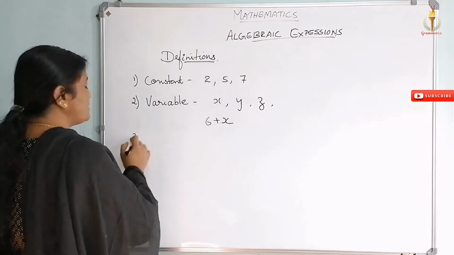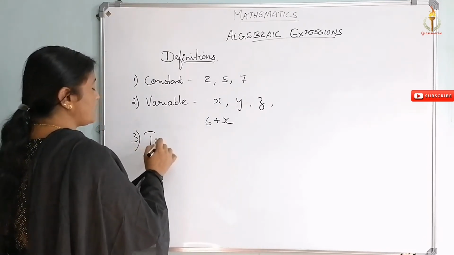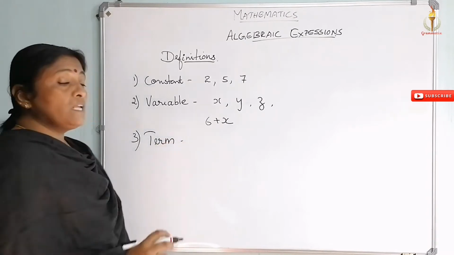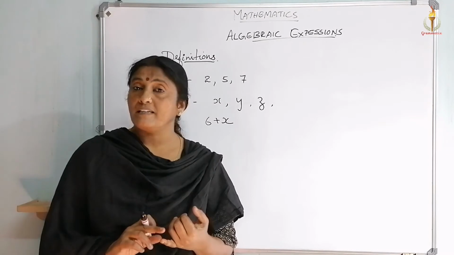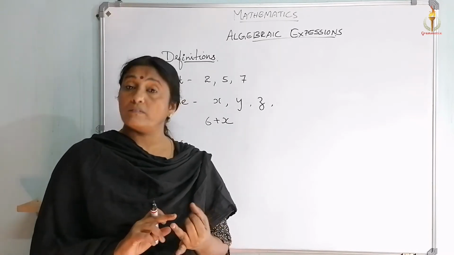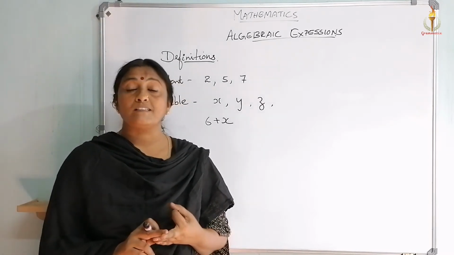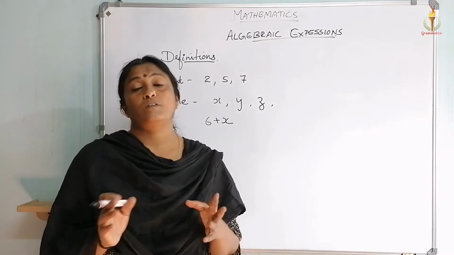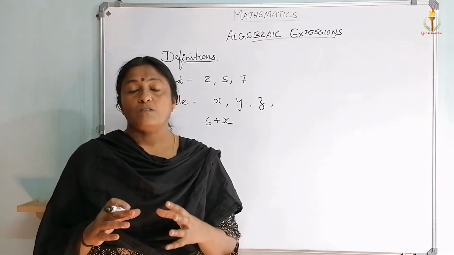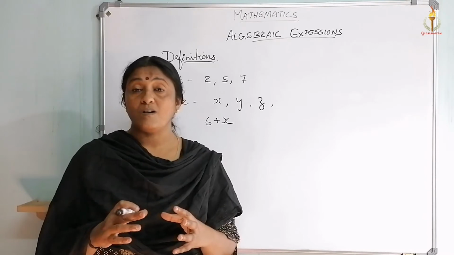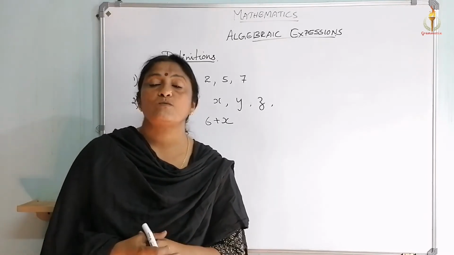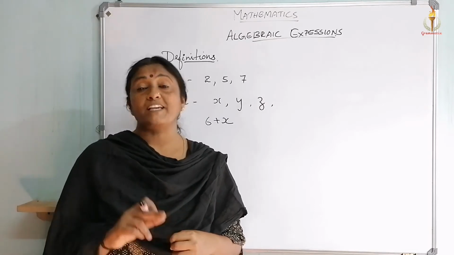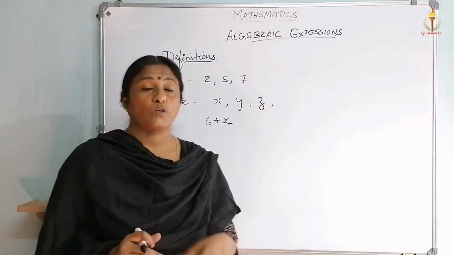Now the third word that we are going to study is called a term. Now what do you mean by a term? A term can be an arithmetic number or a letter or a group of letters or a combination of numbers and letters. These numbers or letters or groups of letters are combined together by multiplication or division. That's what a term is.